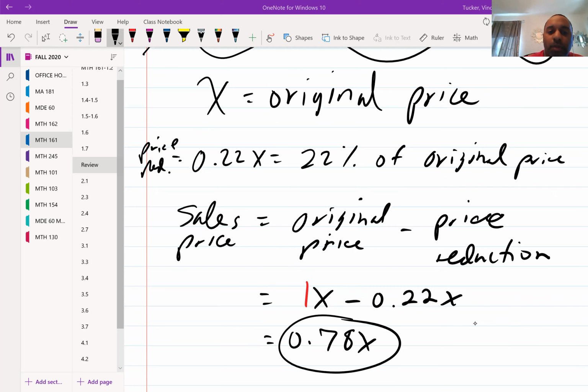You said consumer purchase. If X represents the computer's original price, then the reduced price can be represented by 0.78X. So that should be good to go to represent your reduced price.